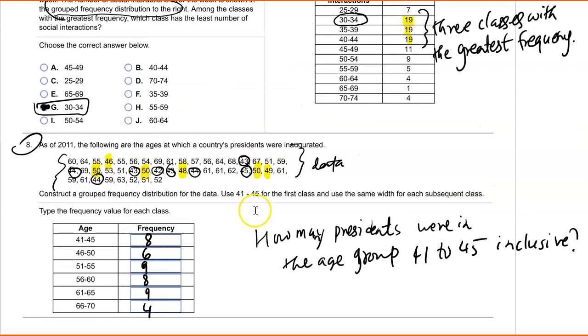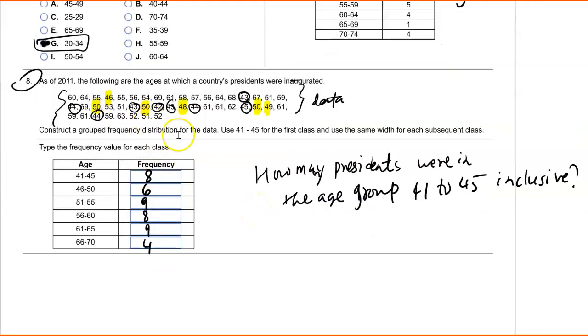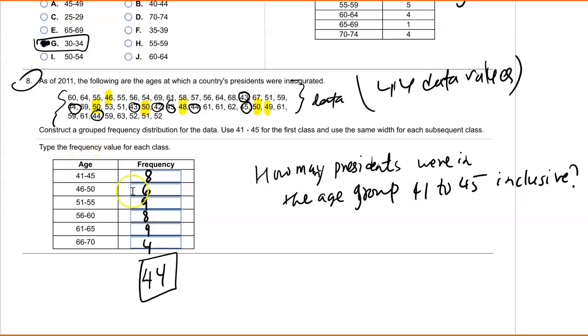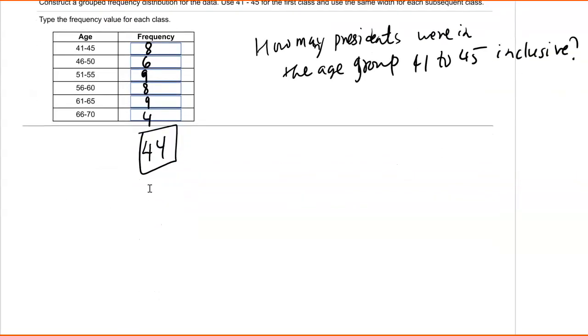That's the answer. And if you want to make sure of the total number of frequency, add all these numbers: 8 plus 6 plus 9 plus 8 plus 9 plus 4, which gives you 44. If you count the number of data, 1, 2, 3, up to 44, so there are 44 data values. That's what the total number of the frequency is going to be. That's question number 8.